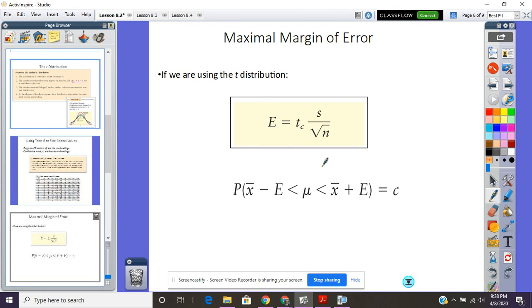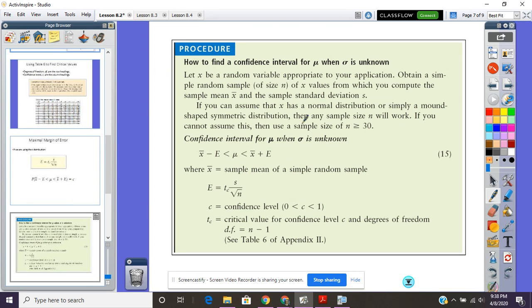And then here our formula is, if you notice, it looks very similar to the other formula that we've used in the past. Instead of ZC, it's TC. Instead of sigma, it's S. But this formula looks exactly the same. We still are finding the margin of error, and the general formula is the same. And then here's a box that breaks it all down again for you.